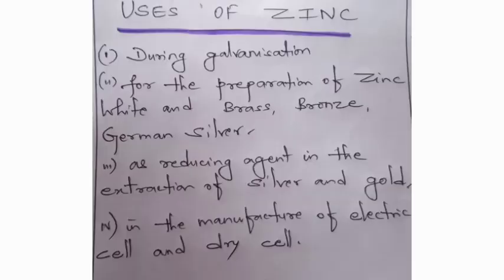Let us discuss the uses of zinc. Zinc is widely used to protect iron from rusting by the process of galvanization. It is used for the preparation of zinc white or white pigment, and a number of useful alloys like brass, bronze, German silver can be prepared with the help of zinc. It is also used as a reducing agent in the extraction of silver and gold. An electric cell and dry cell can be manufactured with the help of zinc.